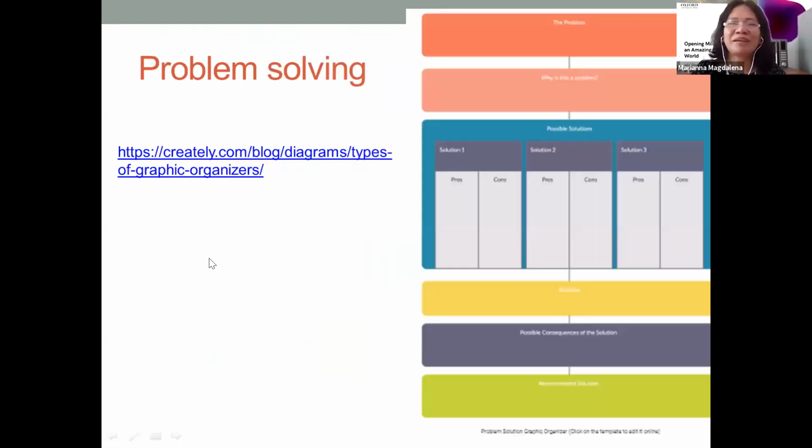And then problem solving. This is good. What is the problem? Why is this a problem? What are the possible solutions? Pros and cons. Let's say you have 3 solutions, and then what are the advantages? What are the disadvantages? I hope that you can stimulate the kids with problem solving. And then you have the possible consequences of the solution, and this is the last one. This is from creately.com. You can edit the template.